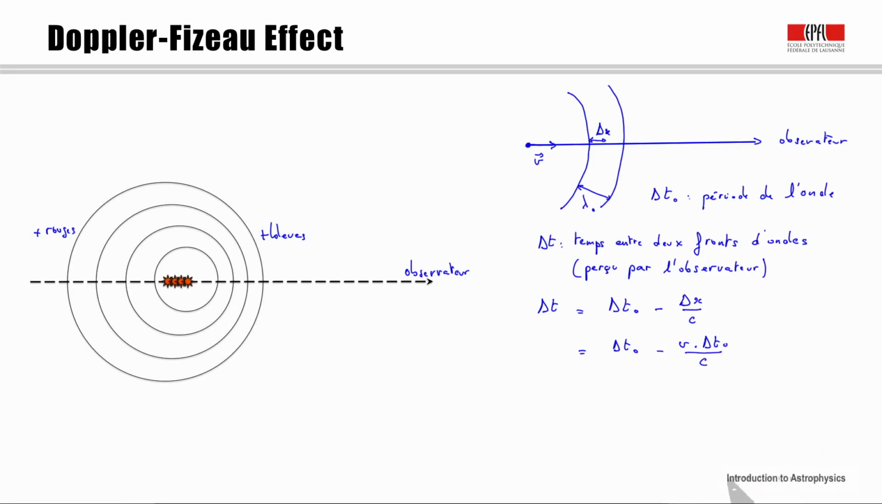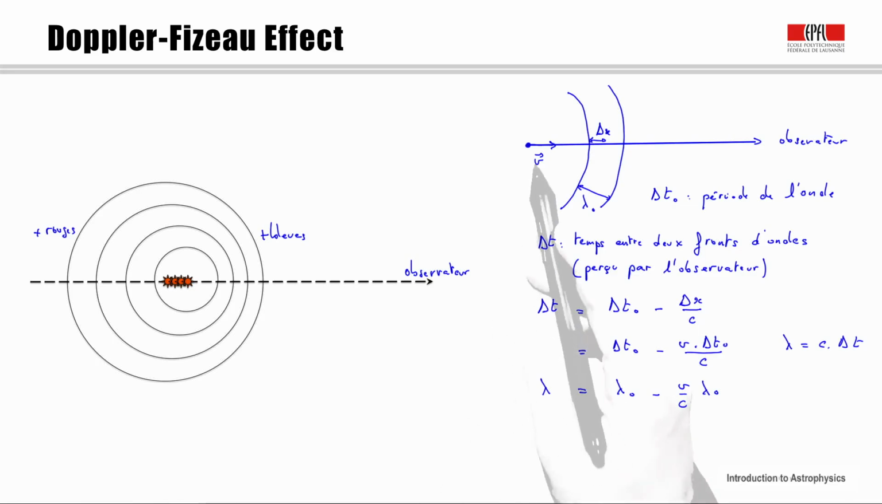Obviously, it is divided by c, as the wave is propagating with the speed of light in the case of the electromagnetic waves. We also see that lambda equals c delta t. So it suffices to divide the whole expression by c to obtain that lambda, the wavelength seen by the observer, is lambda 0 minus v divided by c, lambda 0. This is the expression for the Doppler effect that combines the wavelength in the reference frame of the source, so what the source sees while emitting the waves, and the wavelength seen by the observer.